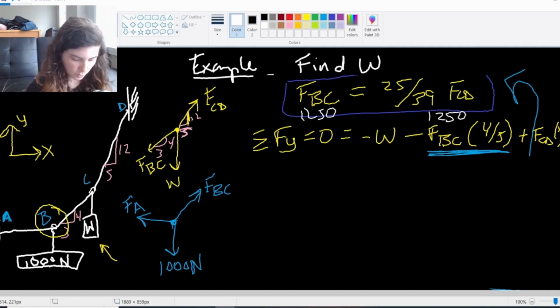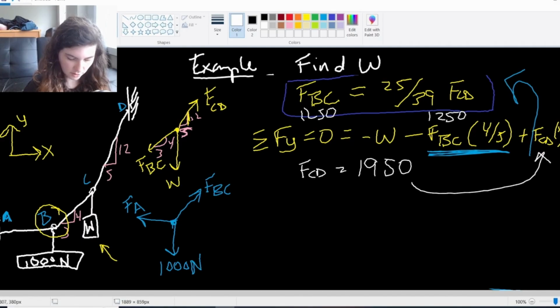Okay. So 1250 that I'm going to multiply 39 over 25. I'm going to multiply that over. So that's 1250 times 39 over 25. Sorry, I didn't write this down. I punch it in my calculator real quick. I get FCD is 1950, which I will then plug into here.